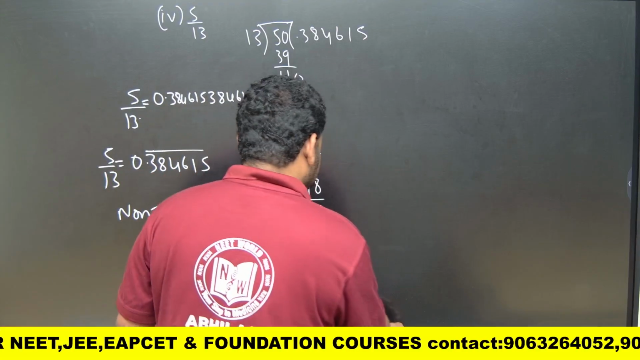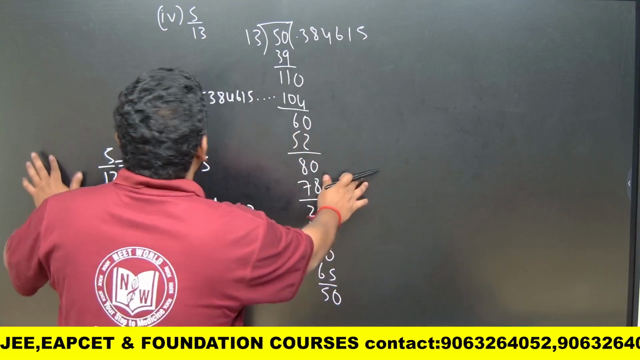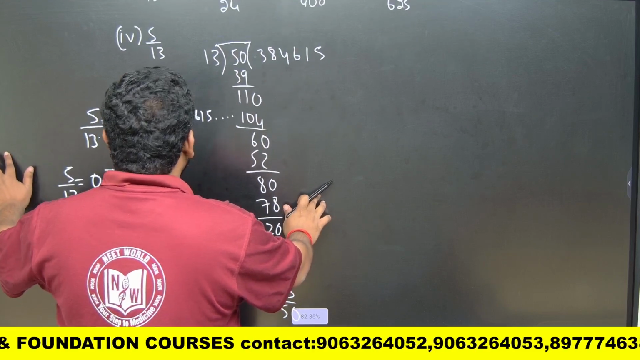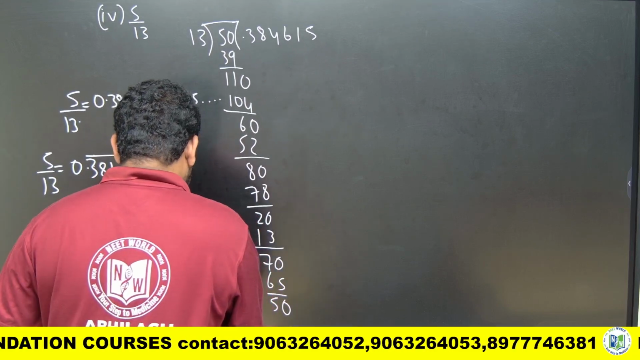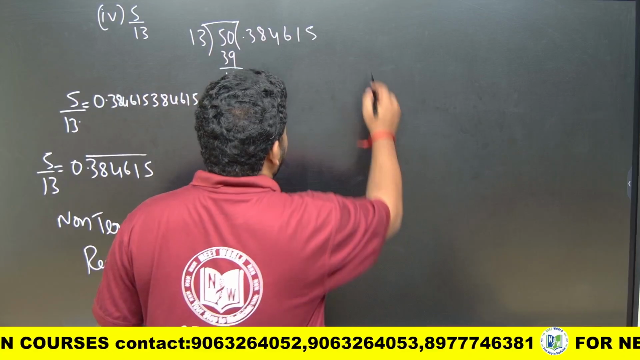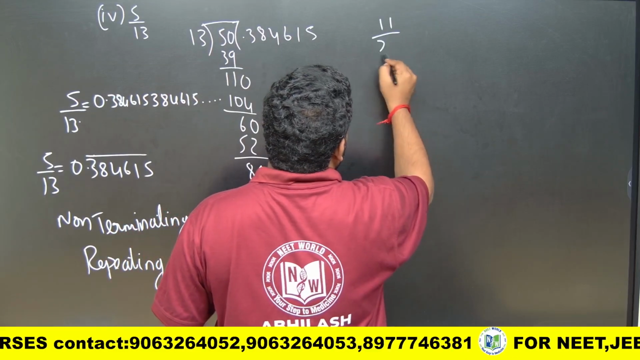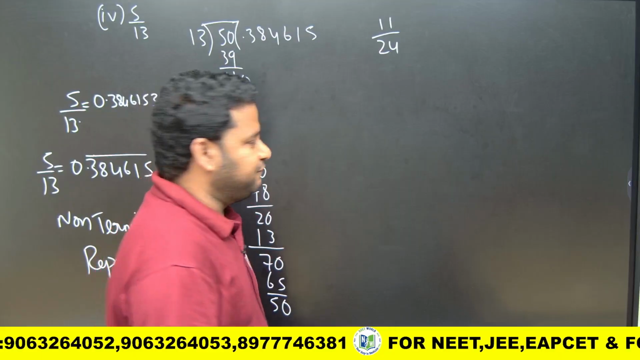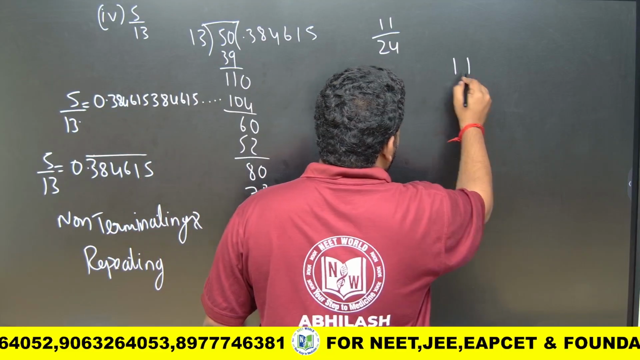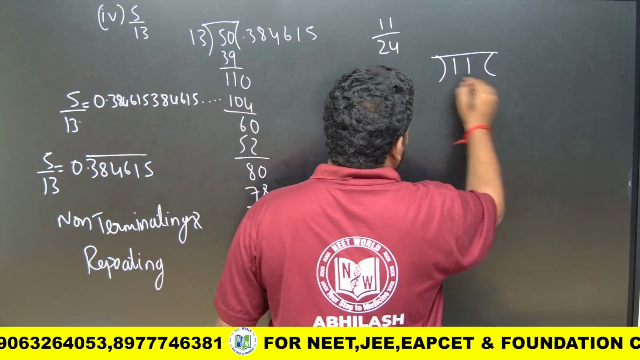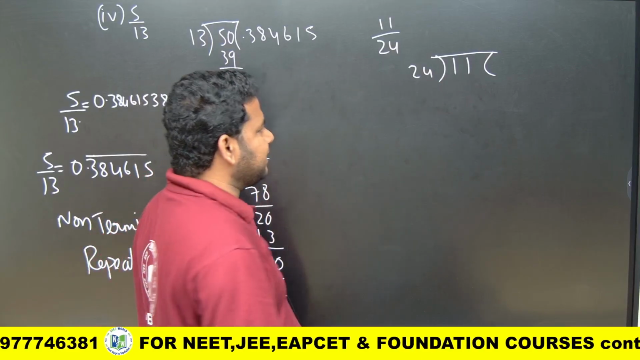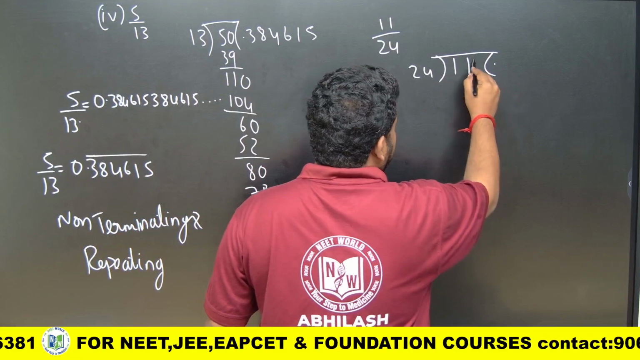Now let us go to the next question, that is the fifth question. The fifth question is 11 by 24, that is, we have to divide 11 by 24. 11 will be the dividend, 24 will be the divisor. Definitely 11 is less than 24, so directly I cannot divide. I have to use the decimal point here, and this becomes 0.